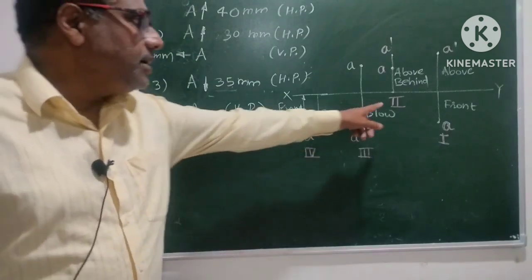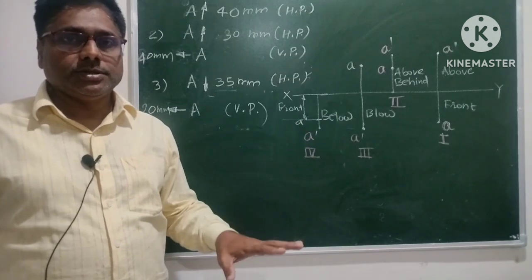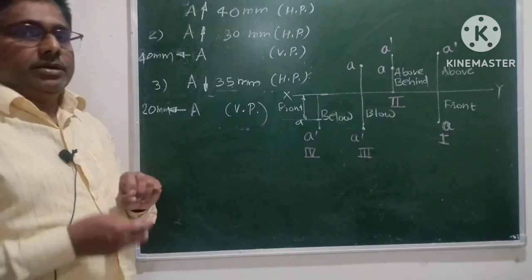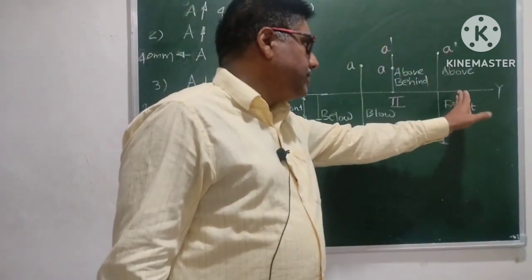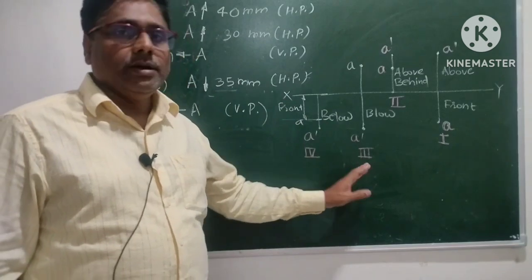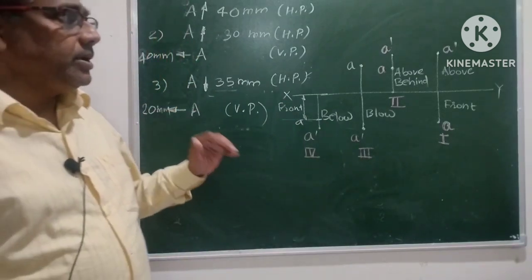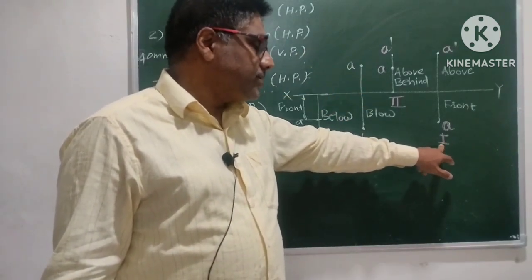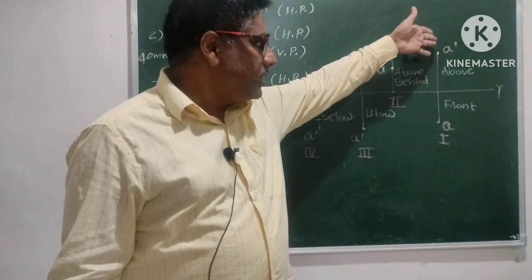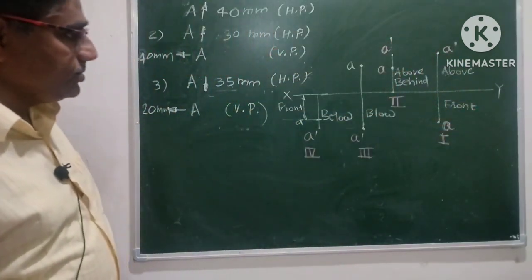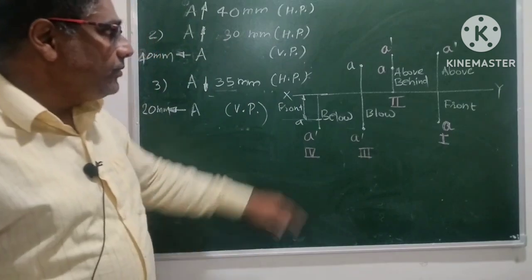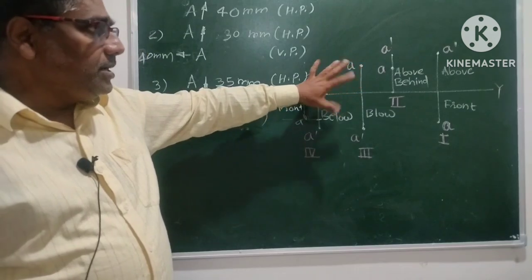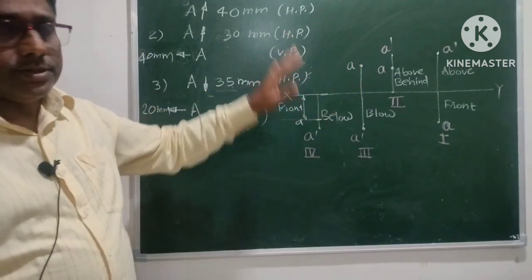That's why the second and fourth quadrants are not used for graphics purposes. When we use either the first quadrant or the third quadrant, we clearly get two different views on two different sides of the xy line. If we use the first quadrant, then we get the front view above xy and the top view below xy. If we use the third quadrant, then we get the front view below xy and the top view above xy. Clearly distinct projections we get on different sides of the xy line.